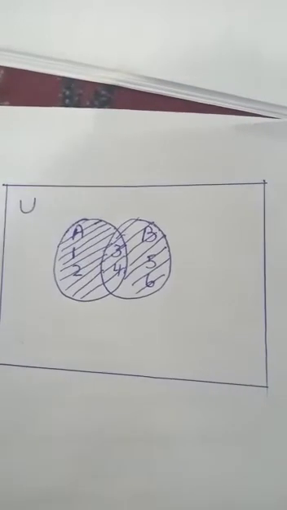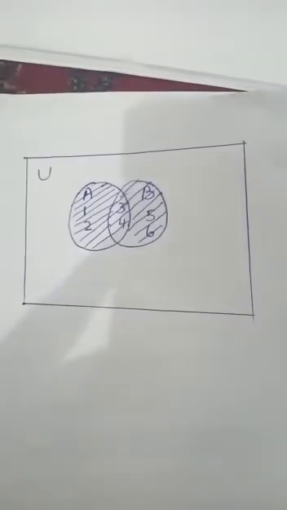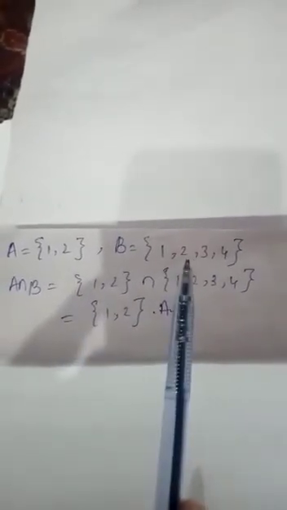Now it will be shaded all the circle because we are doing union. Now we have another operation, that is the Venn diagram of intersection. How will we do it? When A is a subset of set B in intersection, let's see, A is equal to 1, 2, B is equal to 1, 2, 3, 4. Now A intersection B is 1, 2.